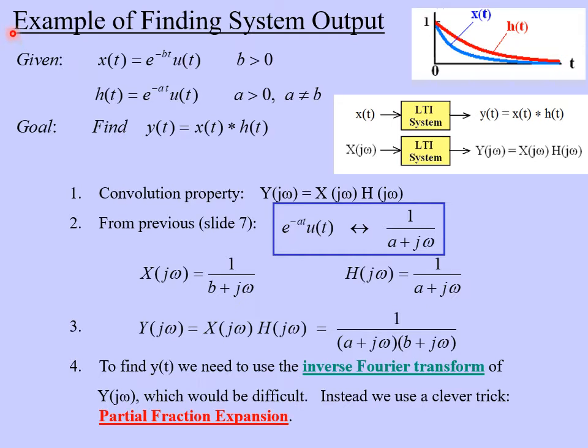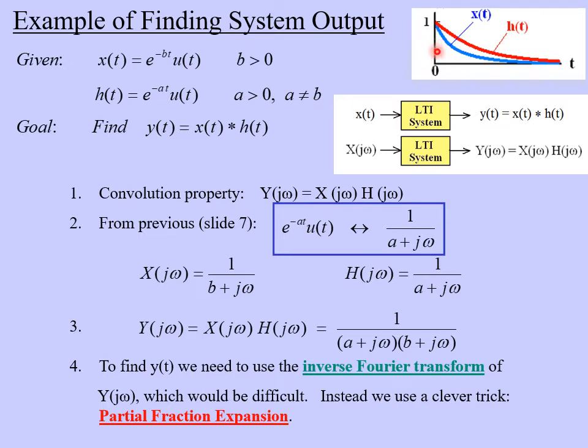So here's our first example of finding the system output. Suppose we're told that we have an LTI system, and the input of the system, x of t, is an exponential function e to the minus bt times a step function u of t, and b is some positive number. Also the system has an impulse response, which is also an exponential function, e to the minus at times a step function u of t. And in this case, a and b are assumed to be different numbers.